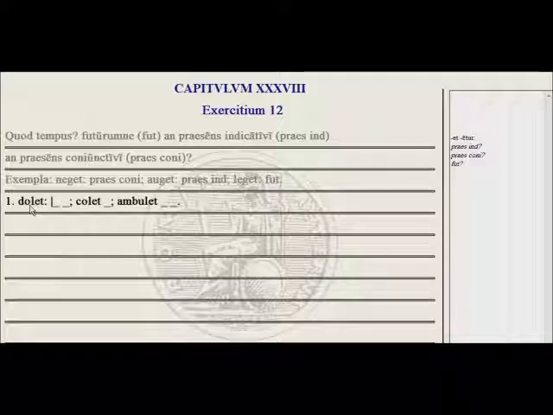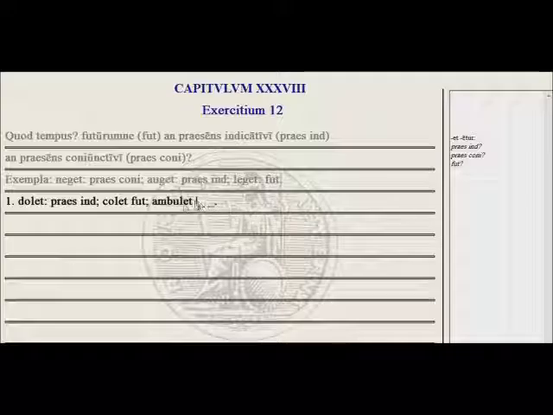We have dolet from dolere. And so if the second conjugation, dolet is just going to be the present indicative, praesens indicativus. And then colet from colere, third conjugation. So third conjugation, when you have an et, it is the future. So future.